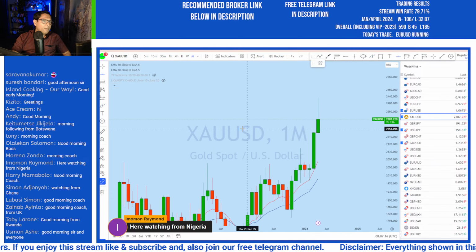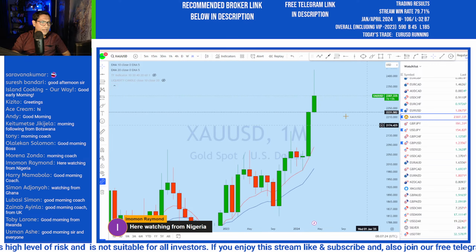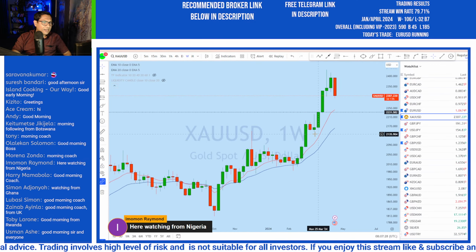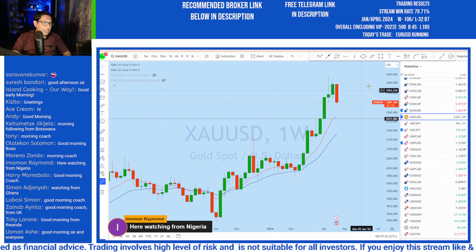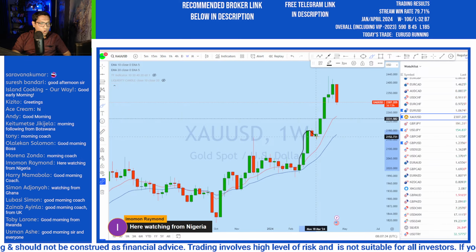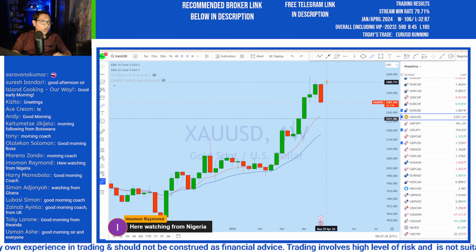Let's draw the monthly support here to see how far we can expect gold to drop, in case it is dropping in that direction. Now if you look at the weekly chart, we can see that the market was in a bullish mode. This is a bullish impulse on the weekly, followed by a narrow correction, and we have seen another impulse, and this week we saw a wickless candle.